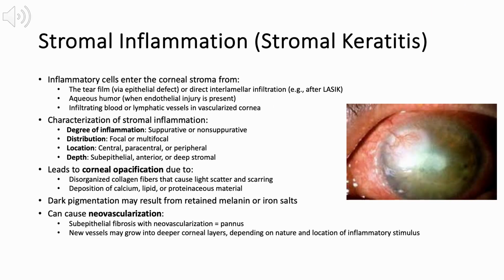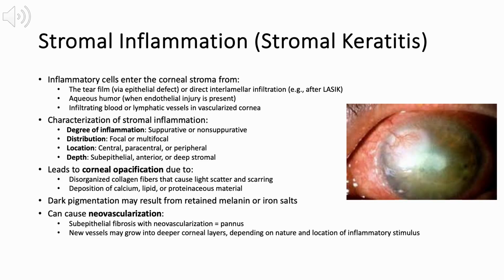This slide introduces stromal inflammation, also known as stromal keratitis. Inflammatory cells can enter the corneal stroma through three main routes: from the tear film via an epithelial defect or directly between stromal layers, such as after LASIK; from the aqueous humor, particularly when there's endothelial injury; or from infiltrating blood or lymphatic vessels in a vascularized cornea.